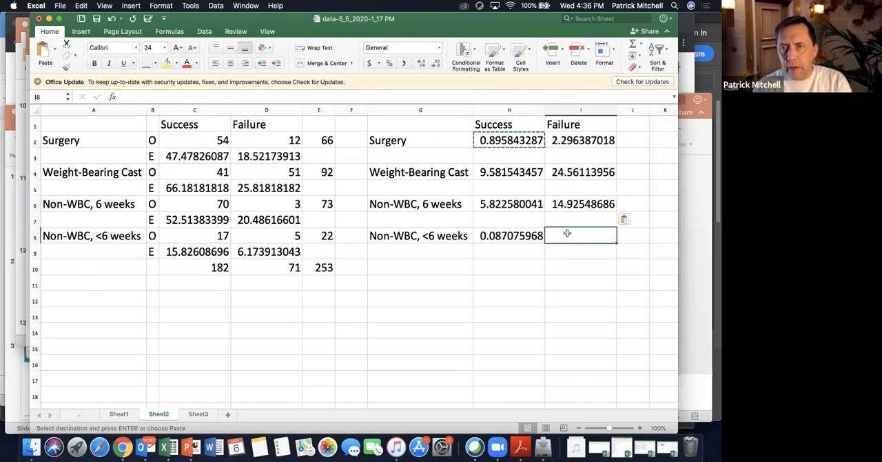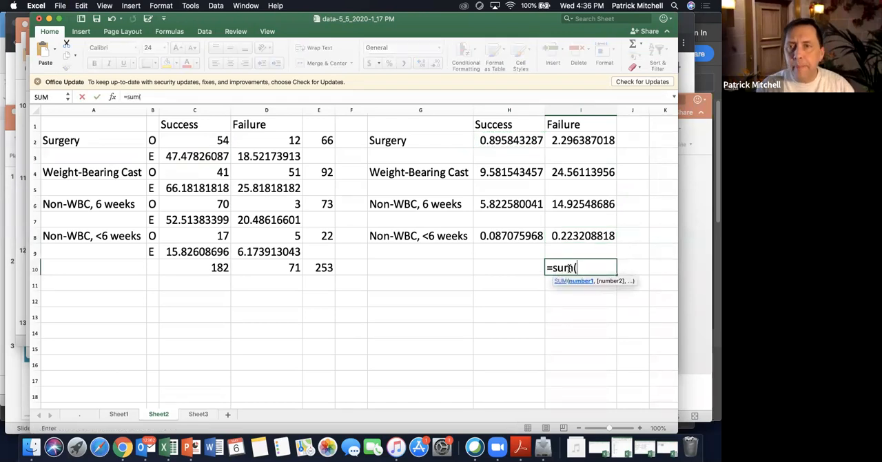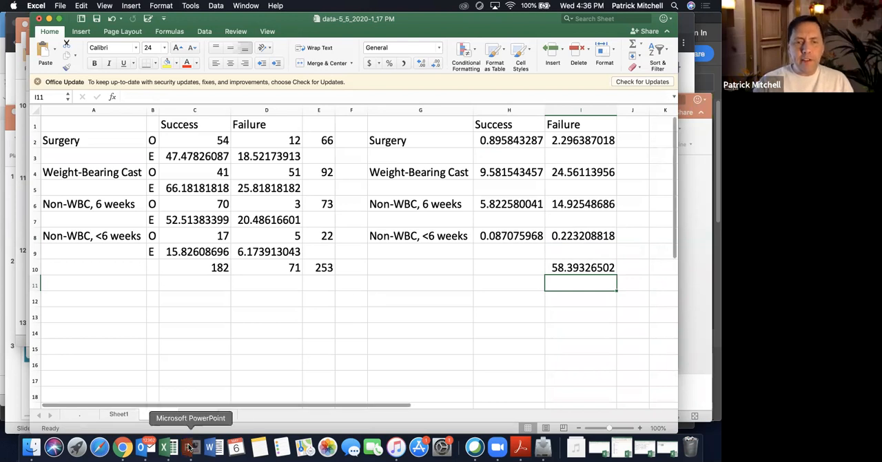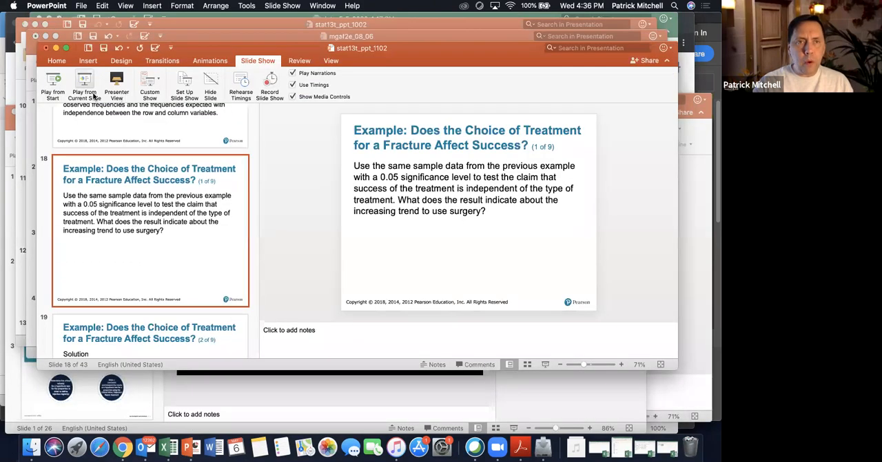All right, so the test statistic for this hypothesis test is the sum of all of those numbers. So to finish this off, I'm going to say equals sum, and now I can just grab all of these numbers, and their sum is about 58.393. I just love Excel. All right, so let's go back to the PowerPoint.